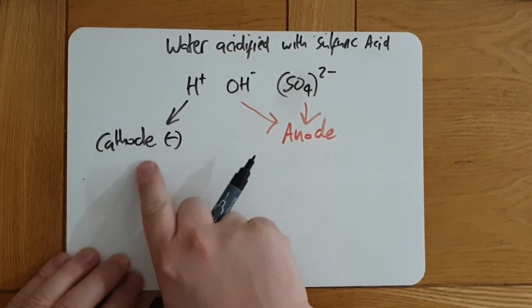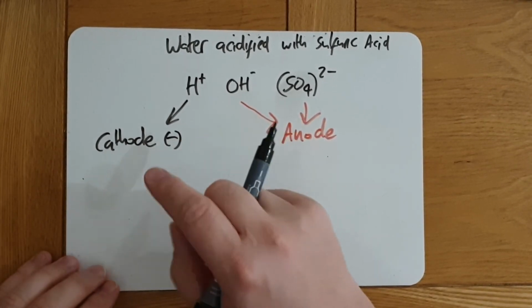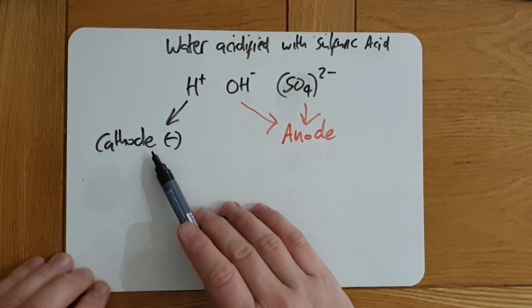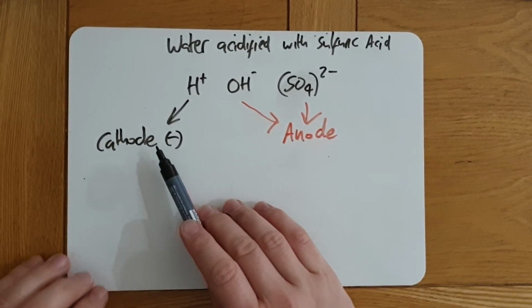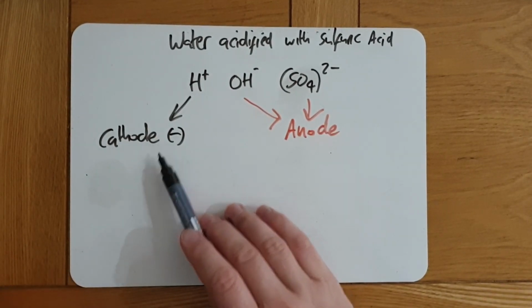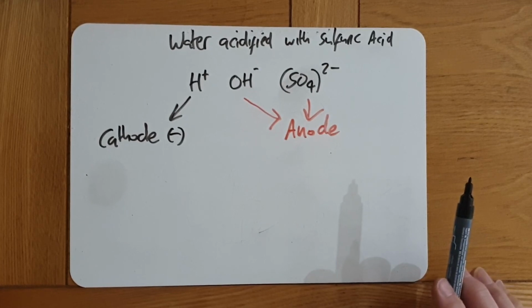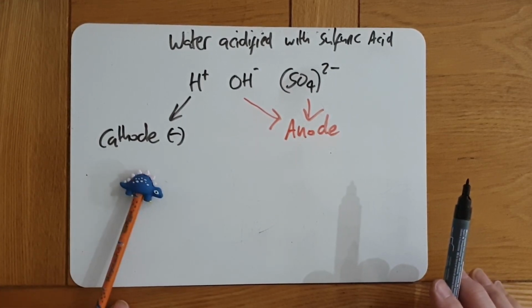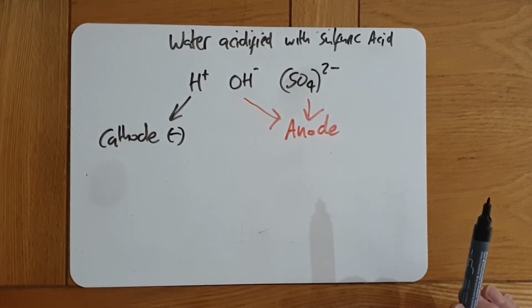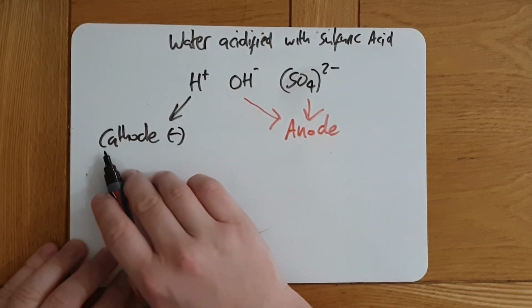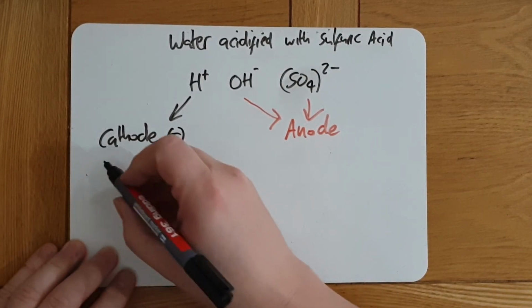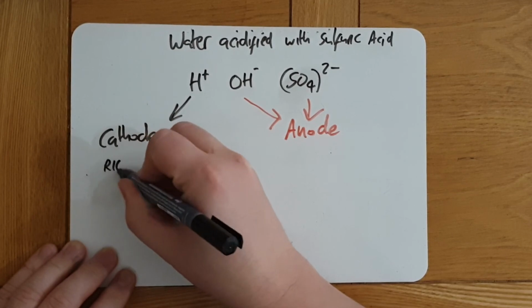What I'd like you to do is pause the video now, and tell me what's going to happen at the cathode in terms of, is it oxidation or reduction, and have a go at writing out the half equation. I'll give you 5 seconds. 4, 3, 2, 1. Right, so hopefully you've got cathode is reduction.